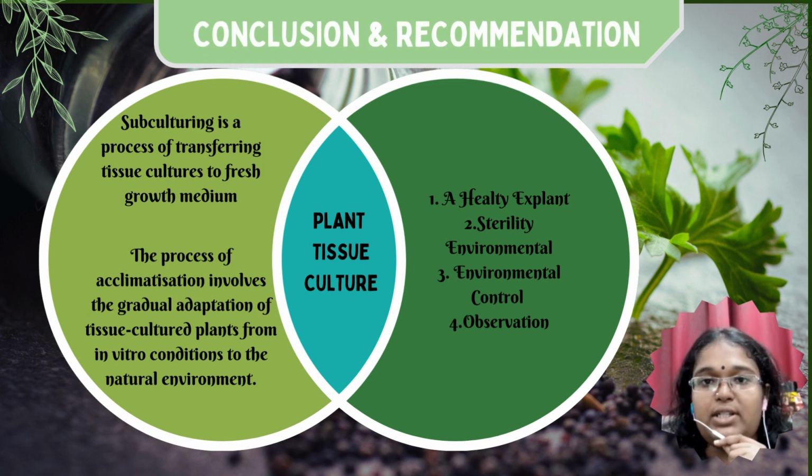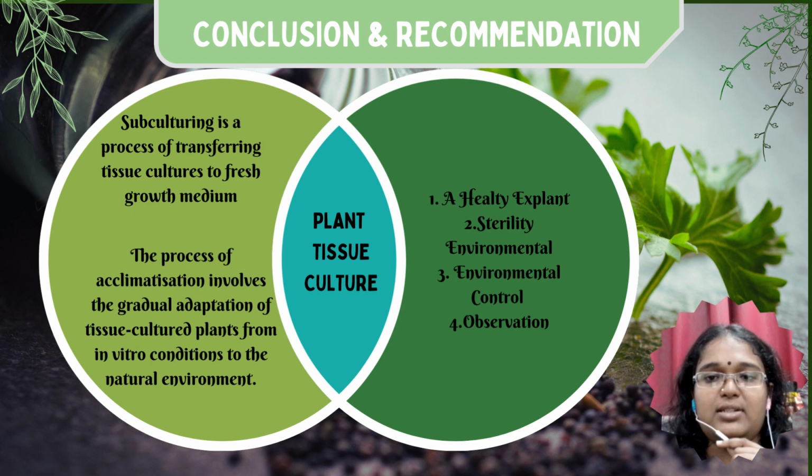In conclusion, subculture and acclimatization are important components of plant tissue culture. Subculture is the process of transferring tissue culture to fresh growth medium. It is necessary to keep the tissue culture plant in a healthy developing state and allow the plant to thrive in a sterile and controlled environment. This method promotes the multiplication of plantlets, providing a steady supply of plants that are disease-free and genetically uniform.